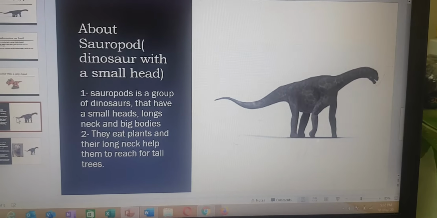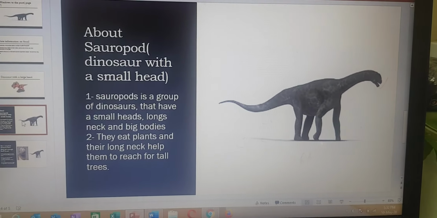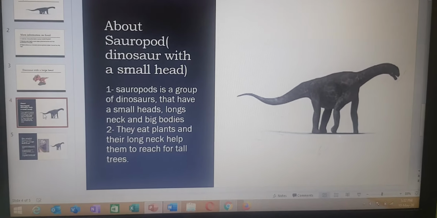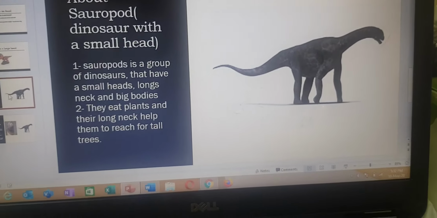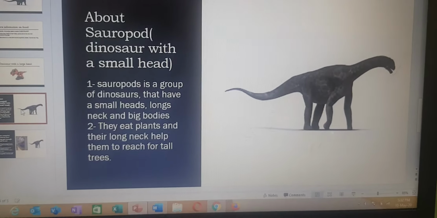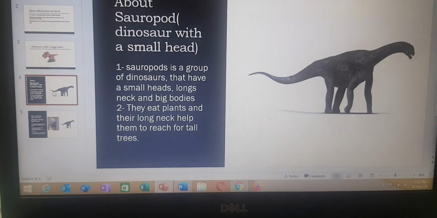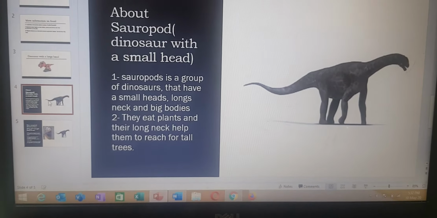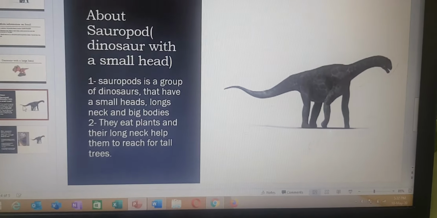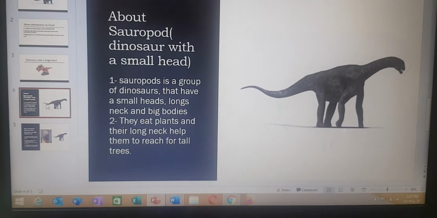So a dinosaur with a small head is called what? Sauropods. Sauropods are a group of dinosaurs. Do not forget, they have a small head, a long neck and a big body. They eat plants. And they are lucky about their long necks because it helps them to what? Reach for tall trees to eat.